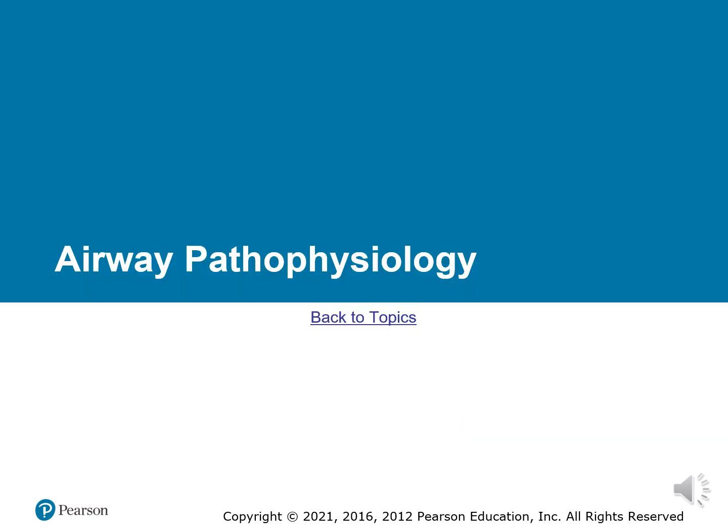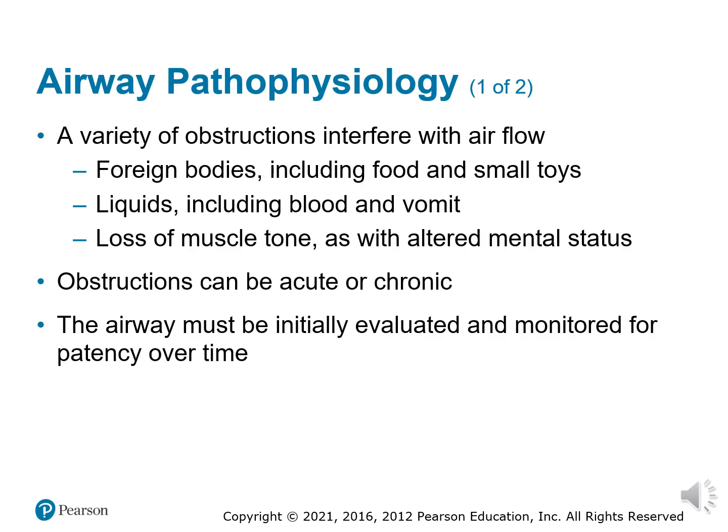In this section, we're going to talk about airway pathophysiology. All right, so for air to make the journey through the nose and the mouth to the lungs, the pathway must be relatively unobstructed. There's a variety of obstructions that can occur with airflow. Foreign bodies include food and small toys, liquids including blood and vomit, and then loss of muscle tone, as with altered mental status.